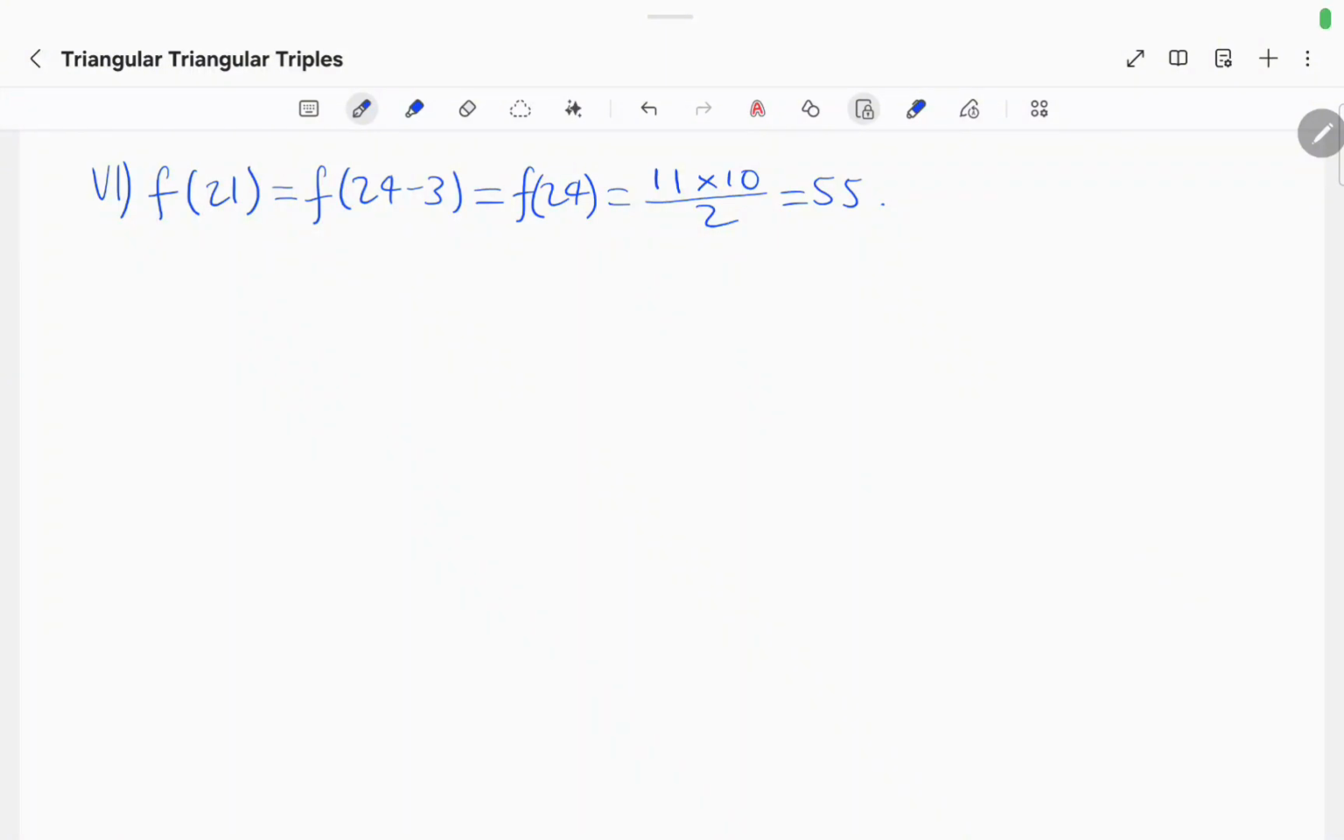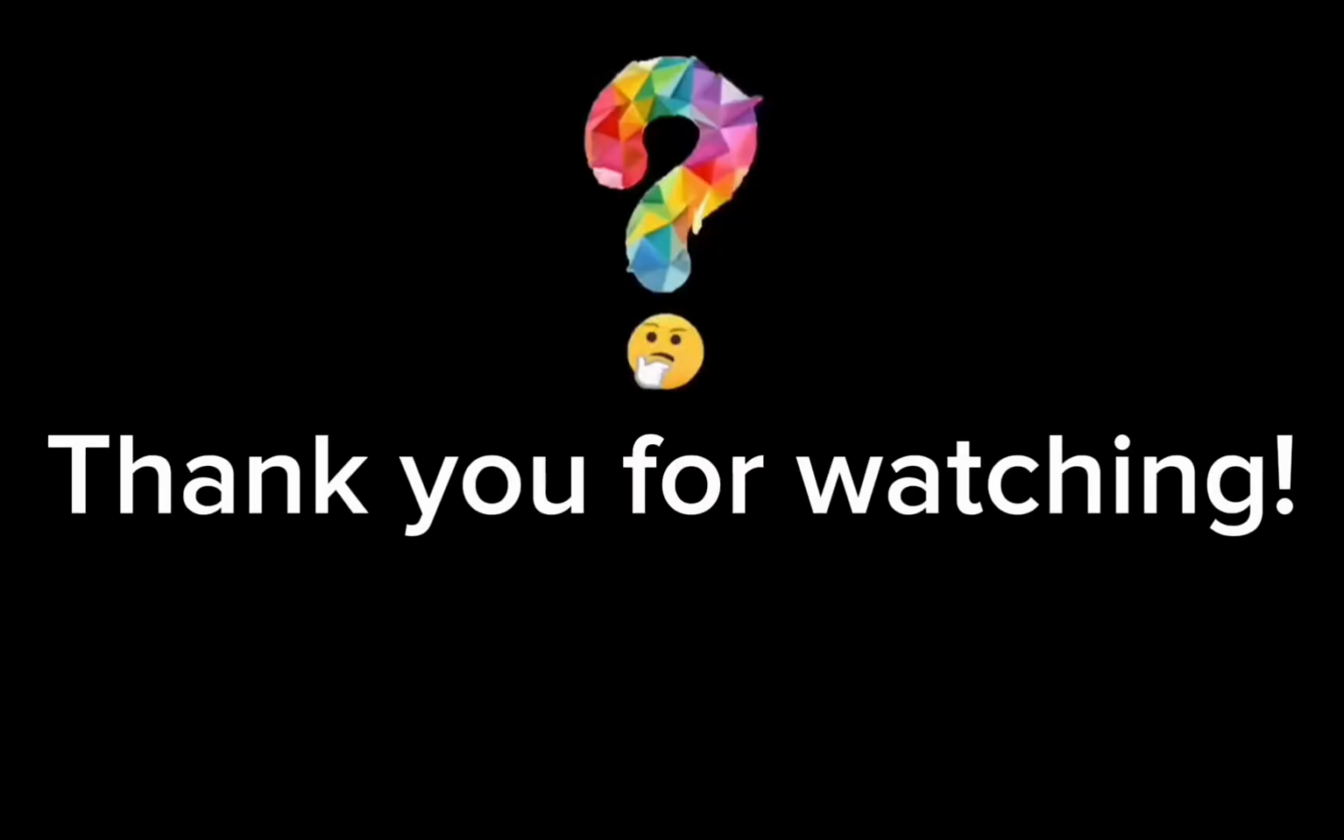Finally, we'll move on to part 6. Here we have f of 21, which we can write as f of 24 take away 3. This means we only have to calculate the f of 24, which is equal to 11 times 10 all over 2, and this is equal to 55.